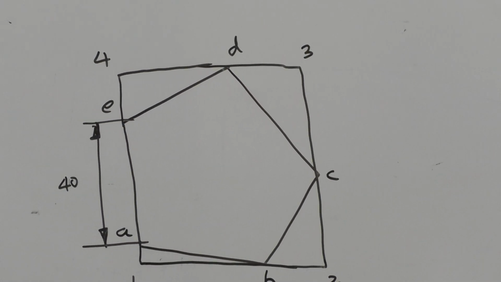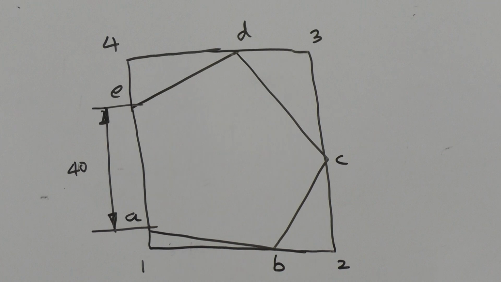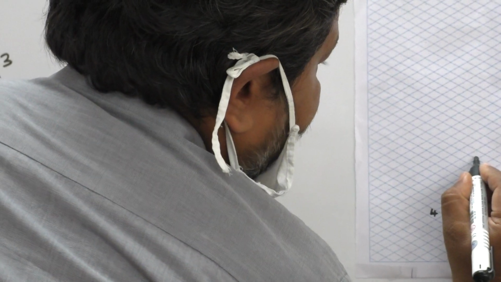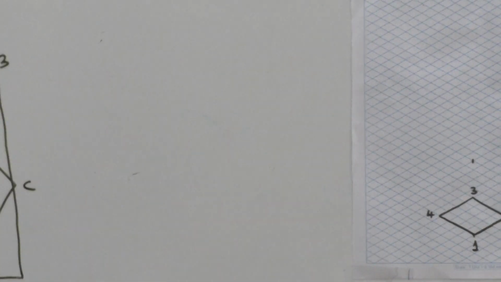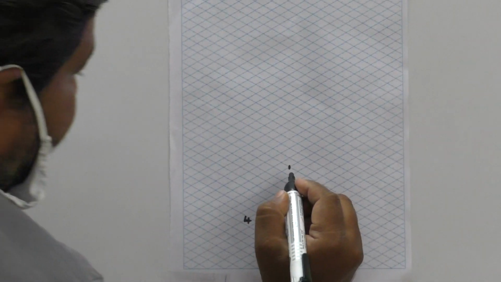Now to construct the isometric projection of this pentagonal lamina on the iso sheet, first I will take the reference point. So this is my reference point. Always, 1 is the reference point. I will call this 1. 1 is the reference point.